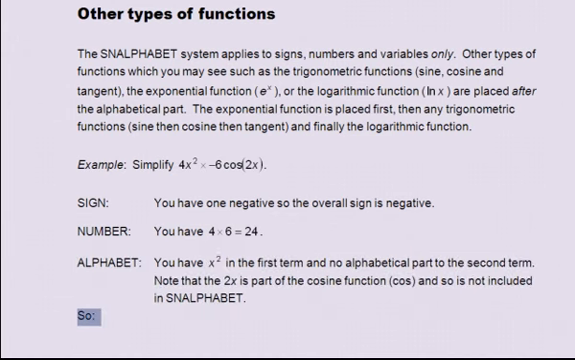So, 4x squared multiplied by minus 6 cos of 2x equals minus, which is the sign, 24, which is the number, x squared, which is the alphabet, followed by cos of 2x, or minus 24 x squared cos 2x.